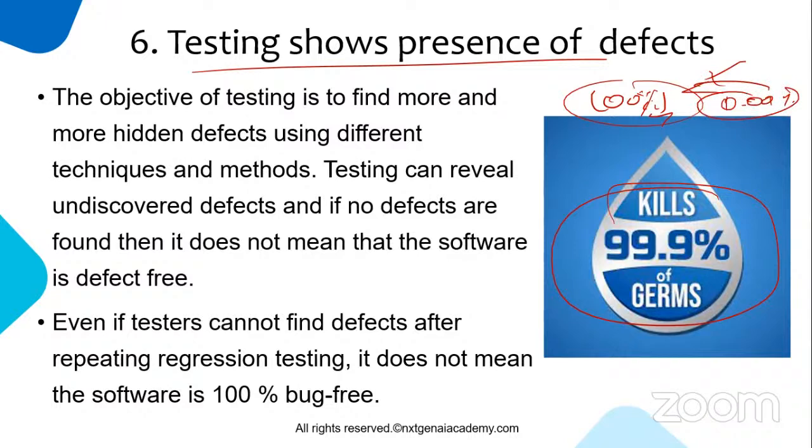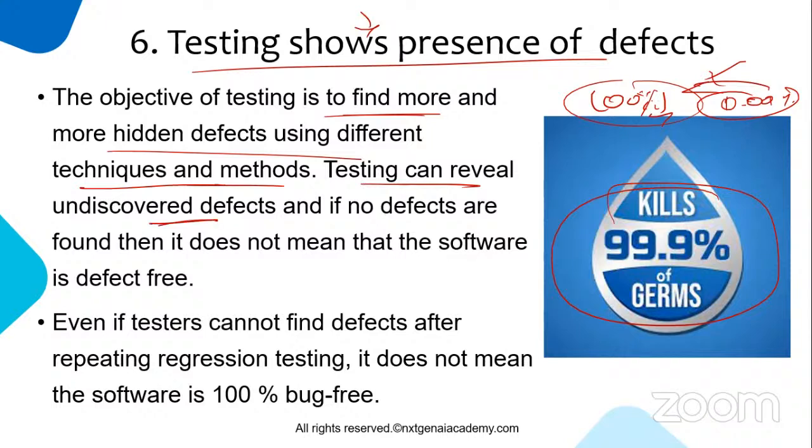As a matter of nature, the reality is we can't kill 100% of germs or whatever it is. 100% efficiency is impossible. So at 99.99, something will be missed. That is what testing shows, the presence of defects. The main objective of testing is to find more and more hidden defects using different techniques and methods, which we are going to learn in upcoming classes. Our duty is to find the undiscovered defects which are not found by others.